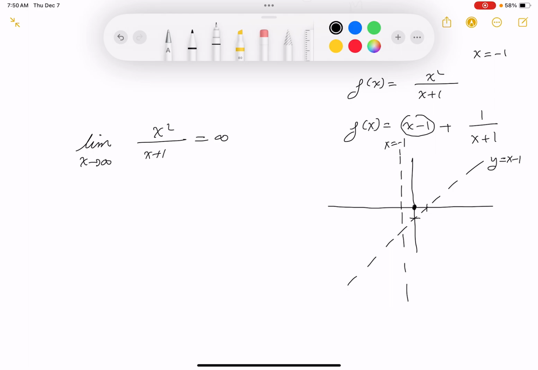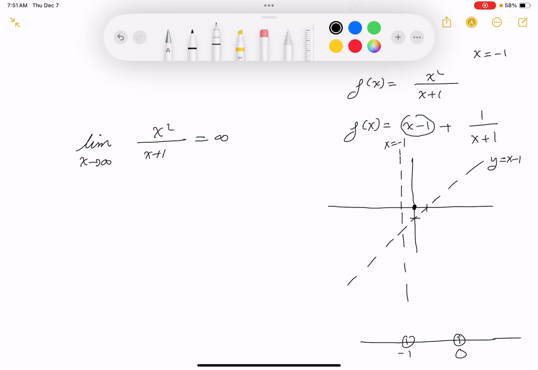And what do you do now? Sign analysis. I'll go through that with you. Looking at the sign analysis, I'm going to say minus 1 is not in the domain of the problem. The other place where it takes on a 0 is at 0. Let's take some simple sign analysis.